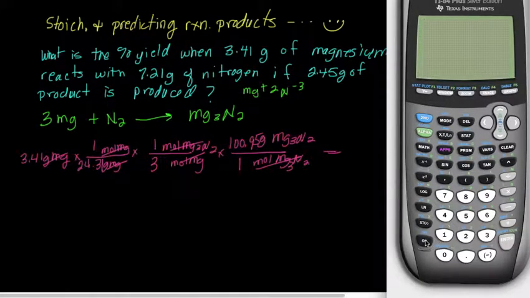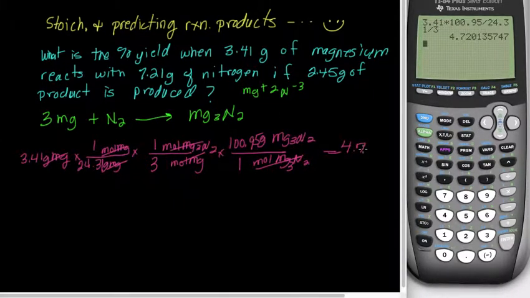So, here we go. We've got 3.41 times 100.95 divided by 24.31 divided by 3. And that would be 4.72 grams of magnesium nitride. Okay.